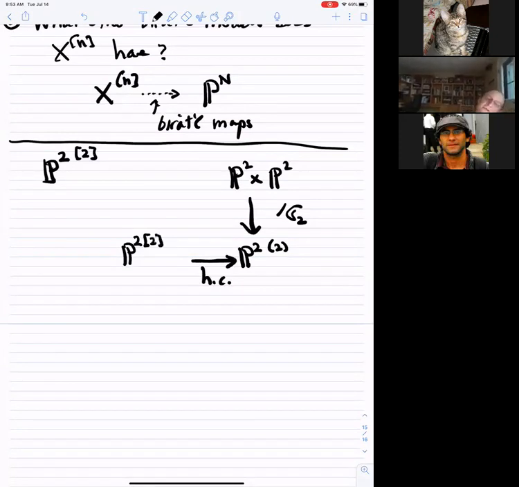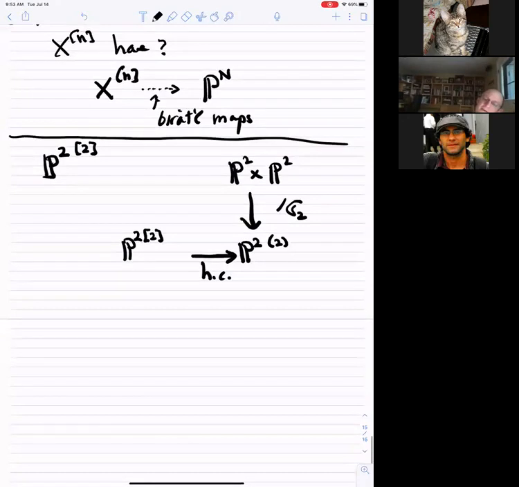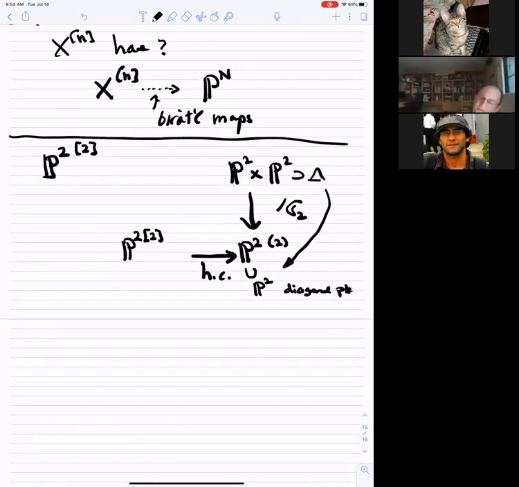Now, you see, here is the way to think about it. In the symmetric product of P2, there is a P2 parameterizing the diagonal points. Or if you want, here there is the diagonal. This is the image of the diagonal, right? Now, what the Hilbert-Chow morphism does is that it blows this up.